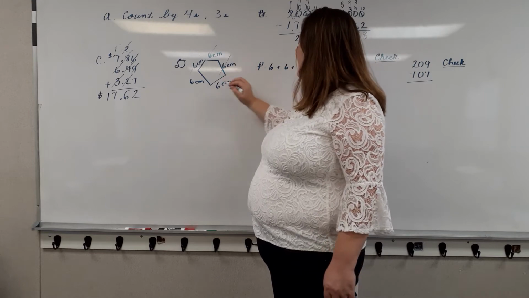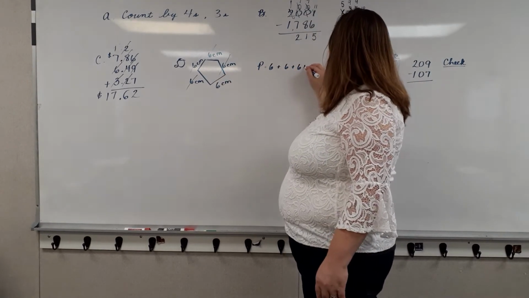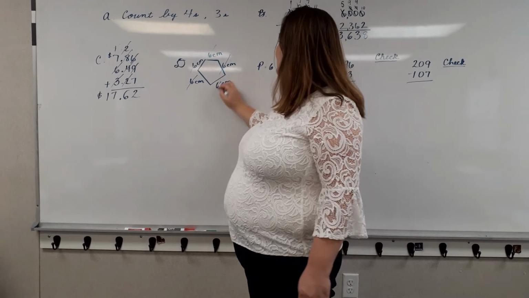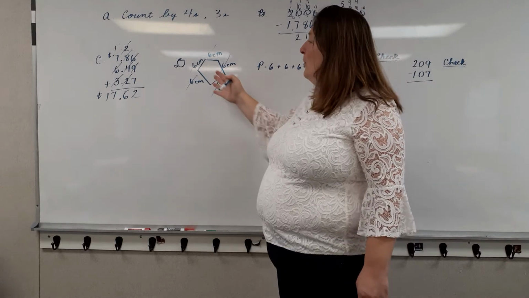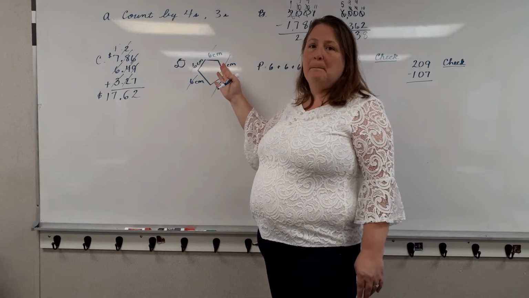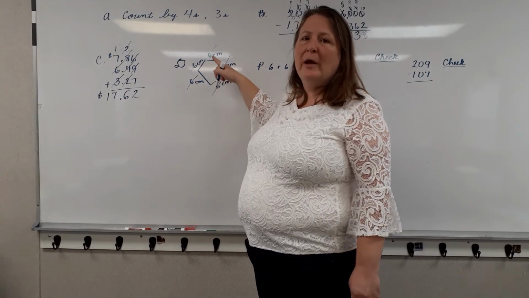plus 6 plus 6 plus 6. Why did I cross these 6's off when I added them? Because if I didn't, I would forget where I started and where I ended.